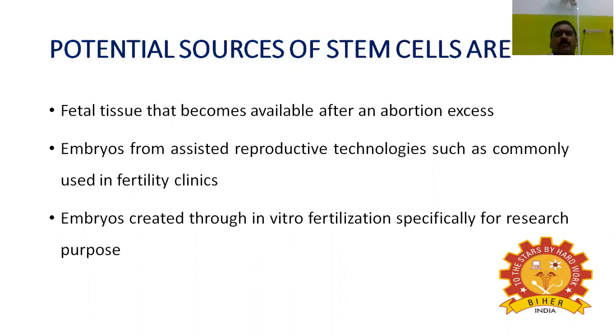What are the potential sources of the stem cells? They are as follows. The fetal tissues that become available after an abortion. The embryos from assisted reproductive technologies, that is ART, such as those commonly used in fertility clinics. And the embryos created through the in vitro fertilization process specifically for research purposes. This is prohibited in many nations.